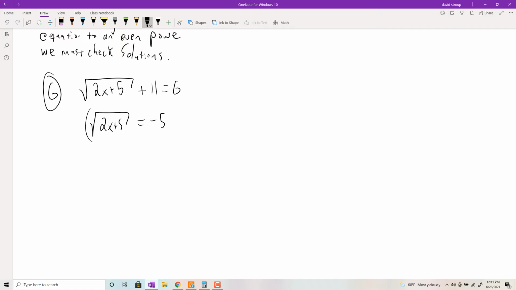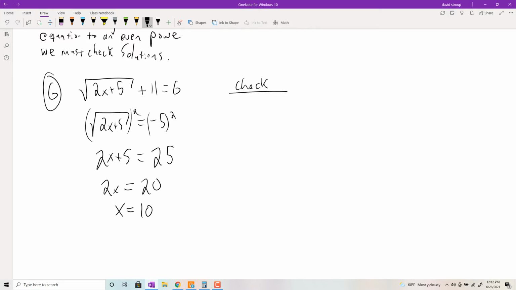Now I'm going to square both sides. So I have 2x plus 5. It gets rid of the square root. On the other side, negative 5 times negative 5 is 25. Move the 5 over. Divide both sides by 2.